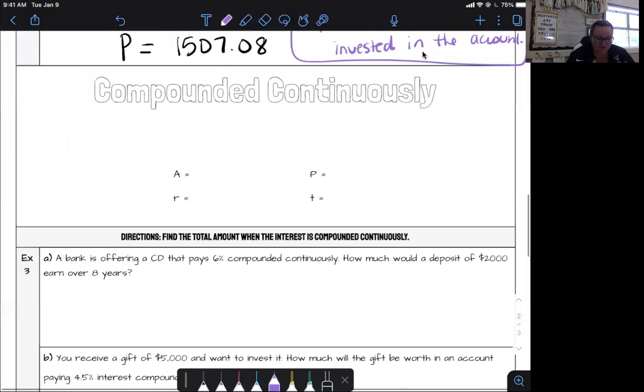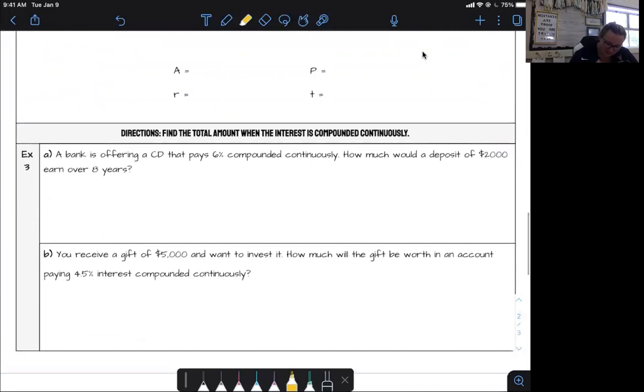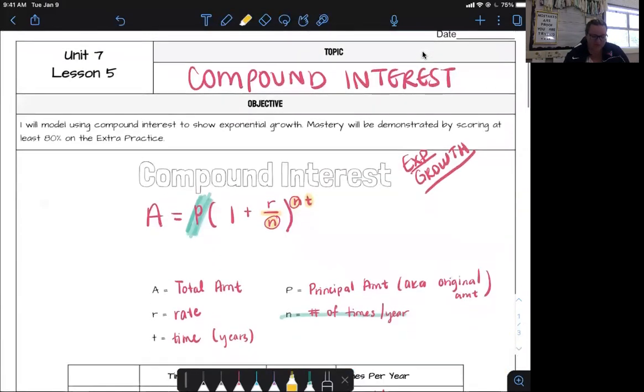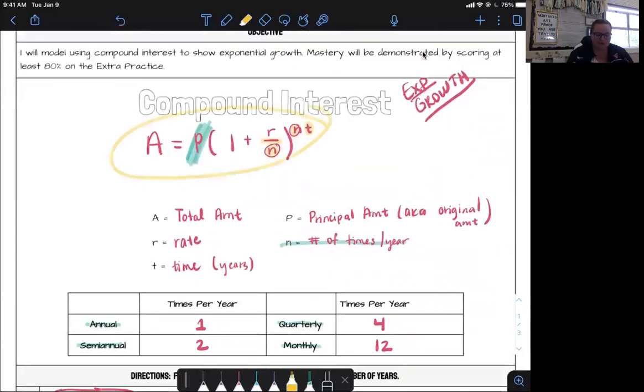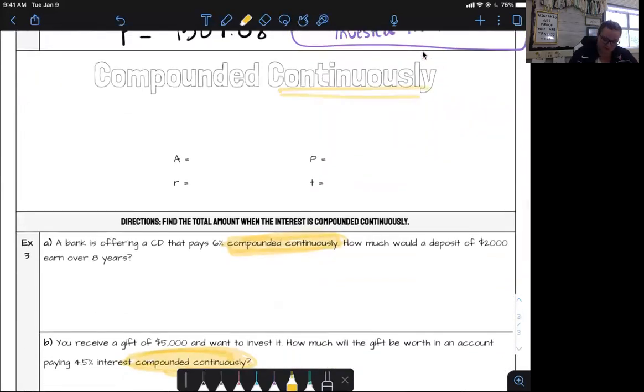Now we need to talk about something called compounded continuously. As you can see in the last 2 word problems, they have the words compounded continuously. So compounded continuously uses a slightly different formula than compounded interest. So instead of using this equation, whenever you see compounded continuously, you're going to use this equation. And that equation is A is equal to P times e to the rt.